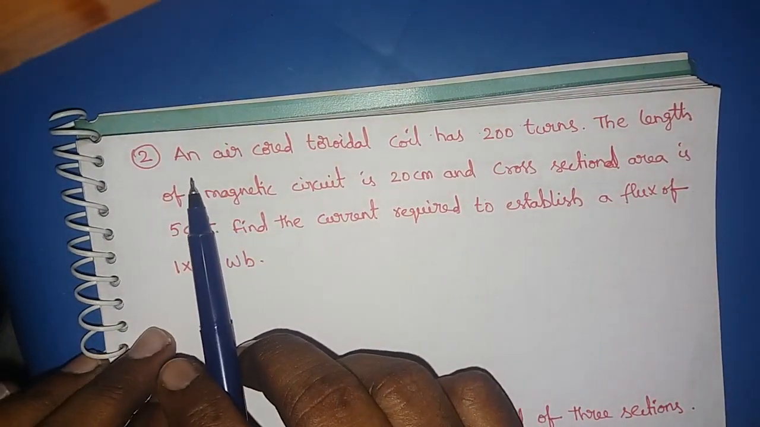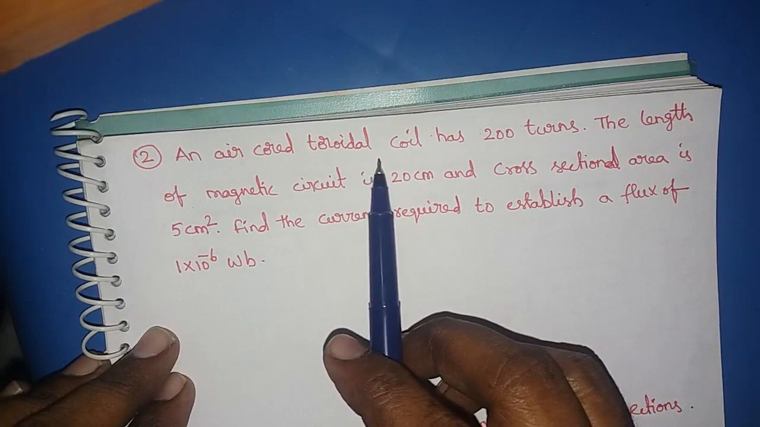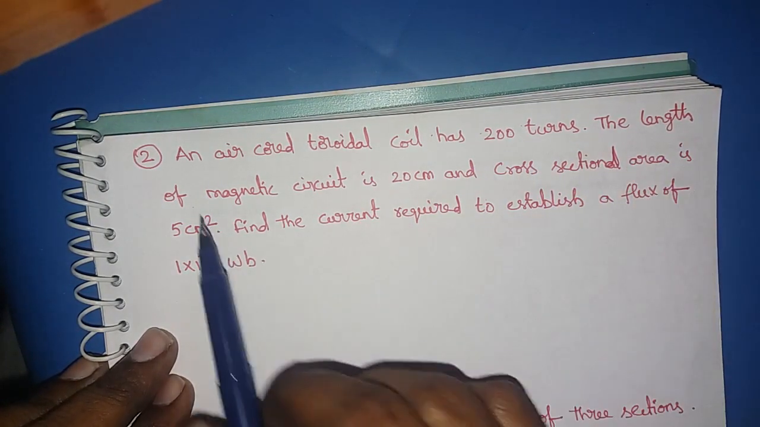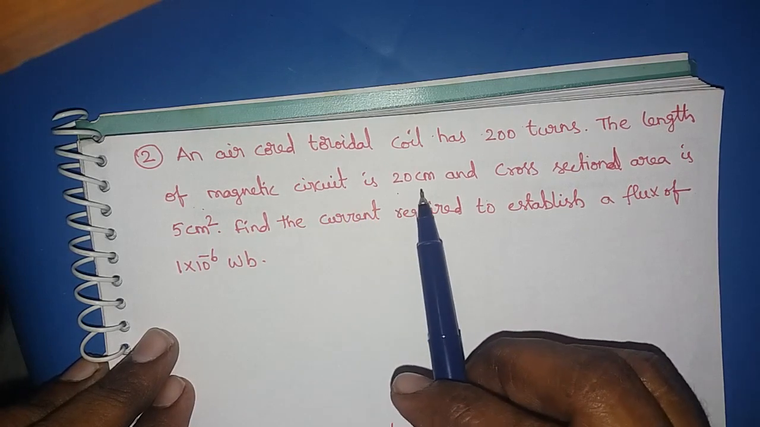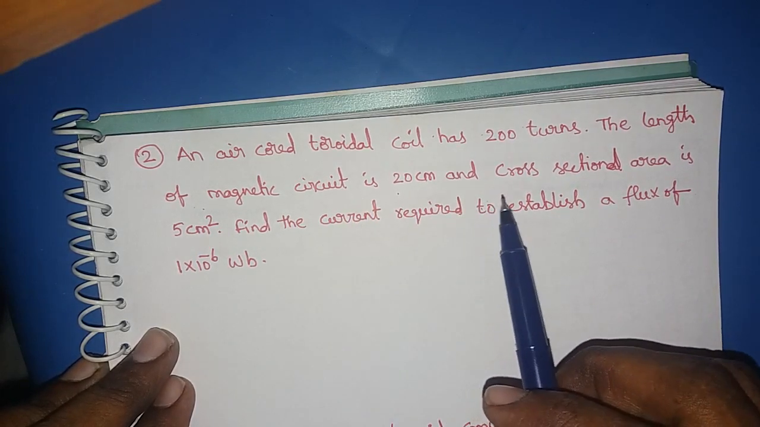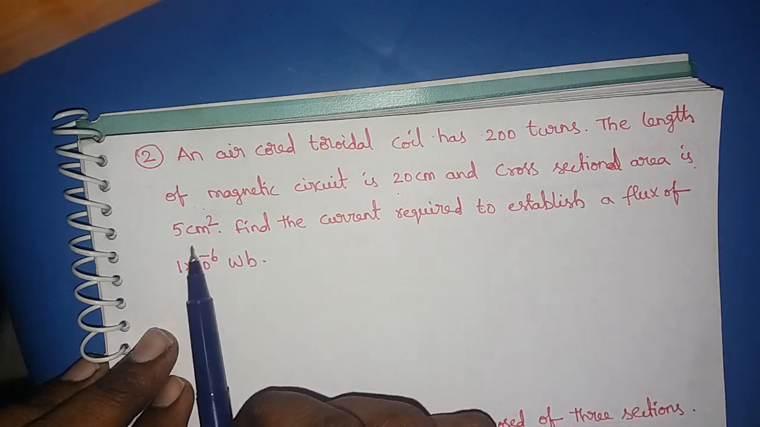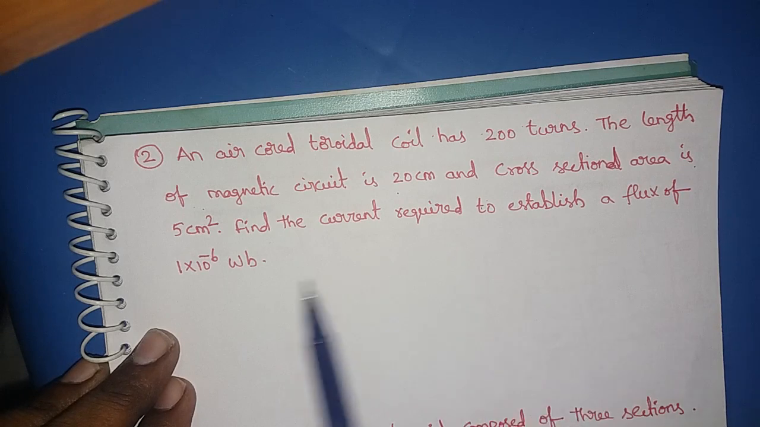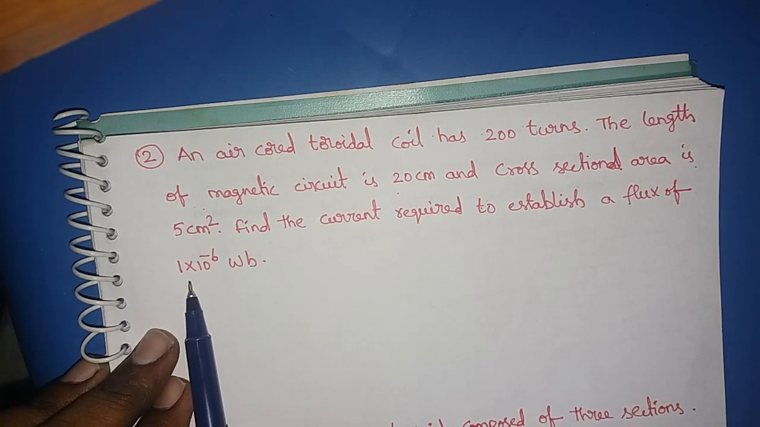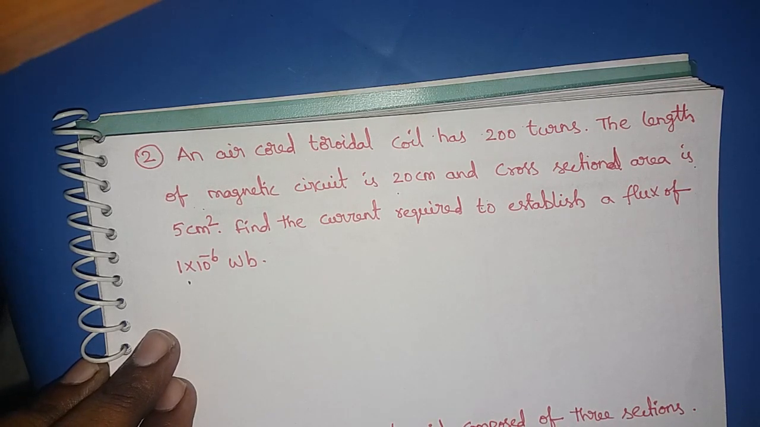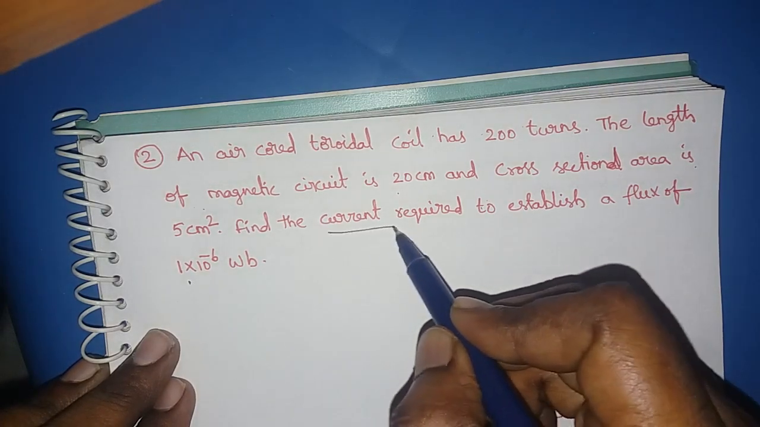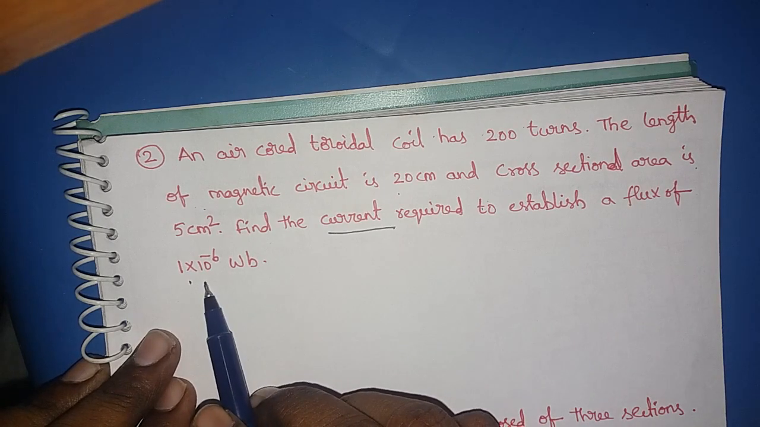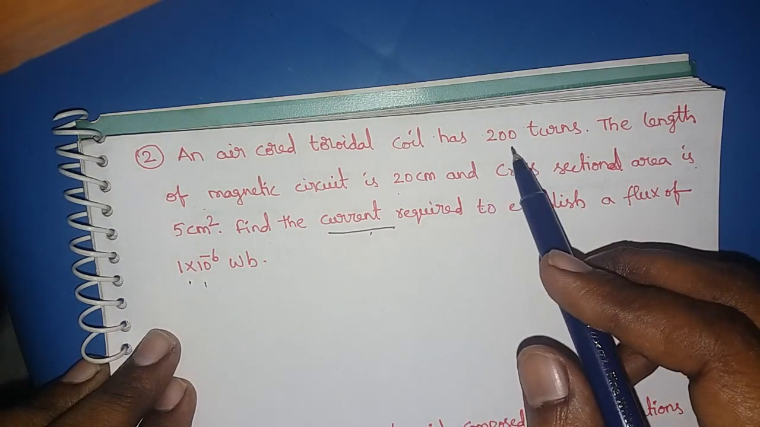So this is another problem. An air core toroidal coil has 200 turns. The length of the magnetic circuit is 20 centimeters and the cross sectional area is 5 centimeters square. Find the current required to establish a flux of 1 into 10 power minus 6 Webers. Here we need to find the current required to establish this amount of flux. He has given this data.